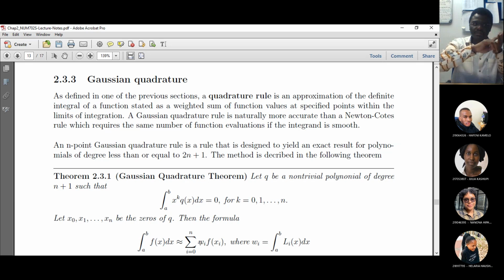And the methods that I listed here are all closed Newton-Cotes formulas. If you look at the formula for the trapezoidal rule, you will see that f(a) is there, f(b) is also there. That's why you call them f sub 0, f sub 1. We know that x0 is a, x1 is b, so they are embedded. So this is closed. Similarly, the Simpson rules and Boole's rule are all closed Newton-Cotes formulas.